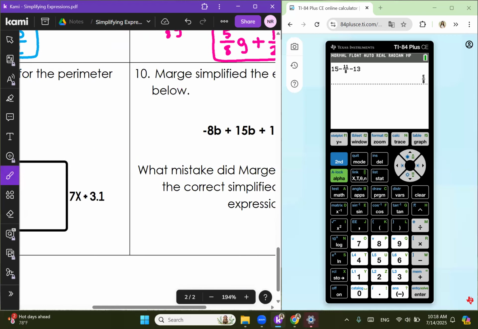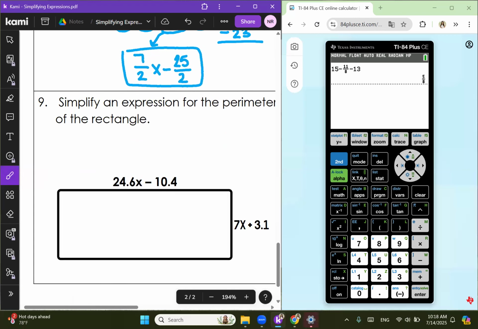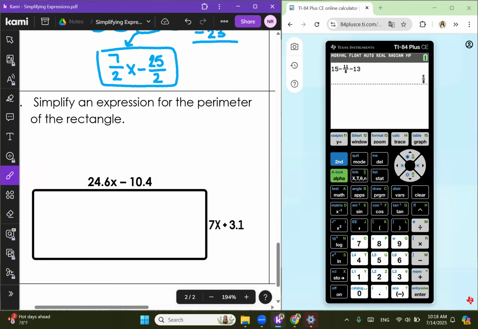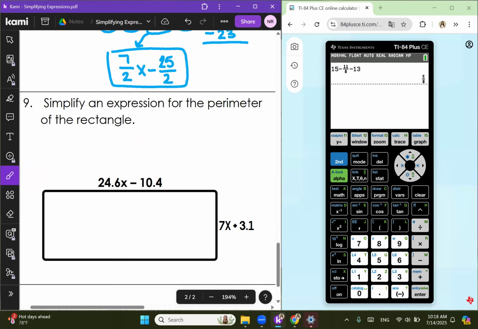All right, now, how would we see these types of problems in a STAR test setting? Okay, look at number 9. Number 9 says simplify an expression for the perimeter of the rectangle. Well, perimeter is something that we go over a lot in 7th grade math, and we go over it a lot in pre-algebra. Here is one of our keywords. Anytime I see a keyword, I like to draw a box around it. We need to know what perimeter is in order to be able to solve this problem.